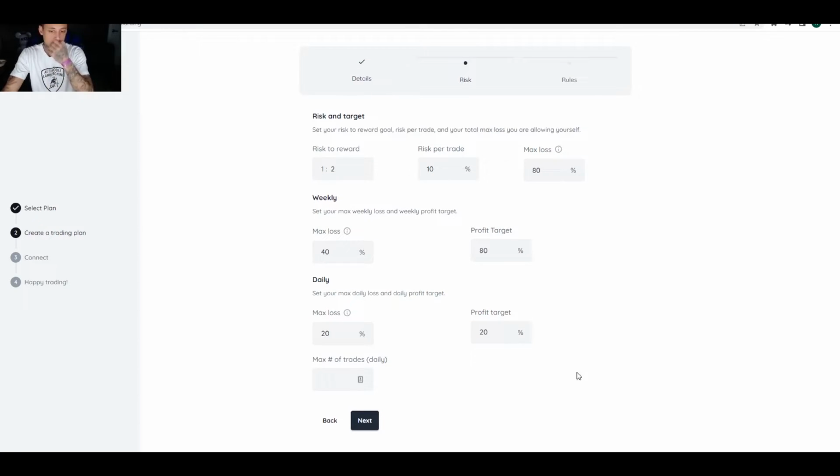Let's put 20% there just in case, because again, if I'm going to be risking 10%, it's because I'm looking to gain 20, 30, 40%. So my profit target is going to be 20%.